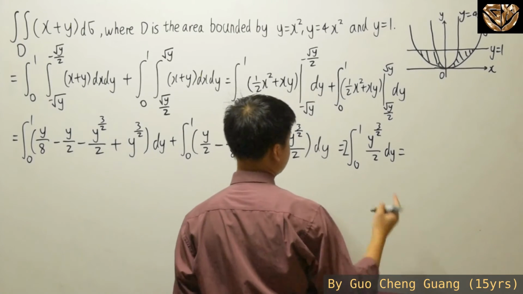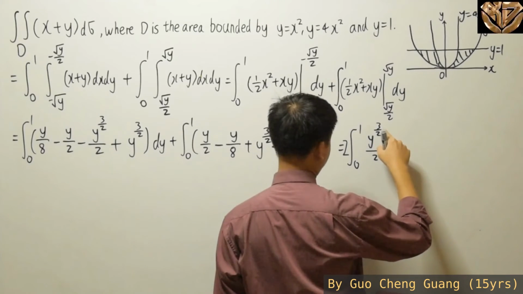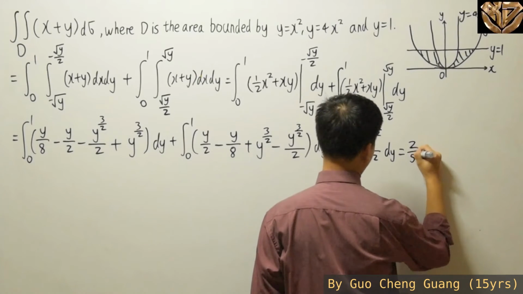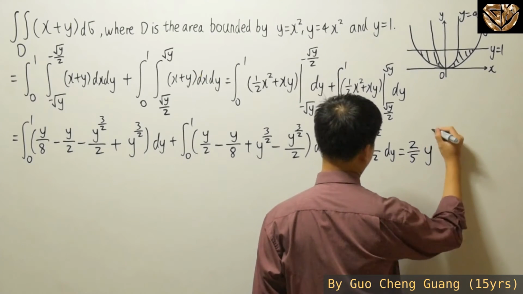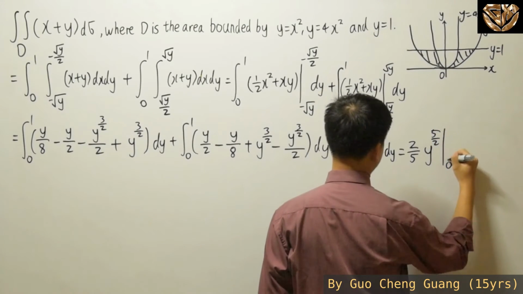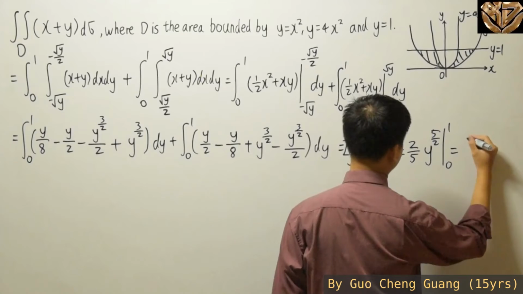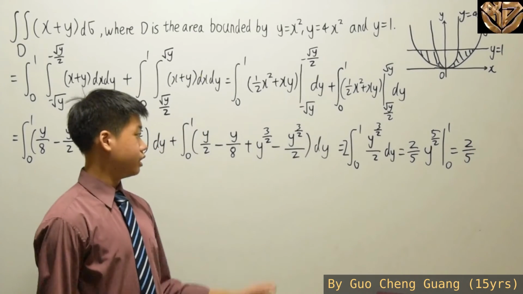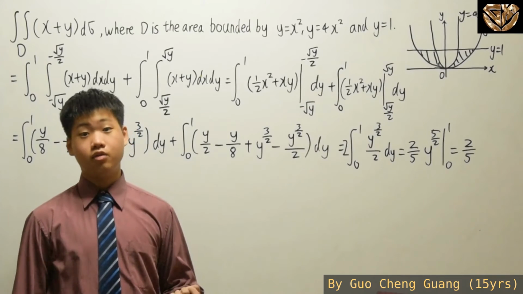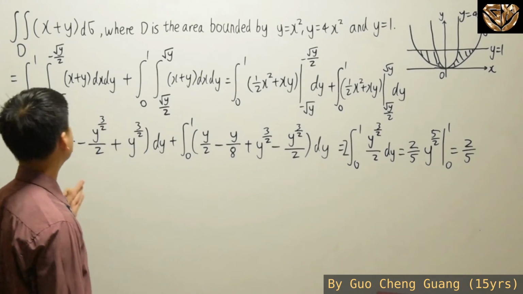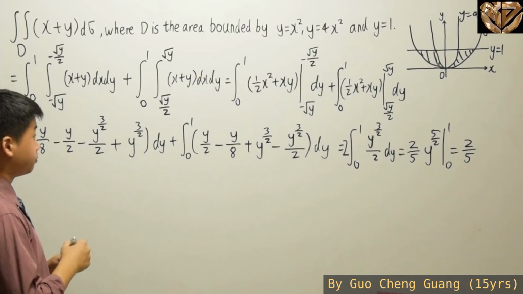So this means y to the power of 3 over 2, when you integrate it, you'll have 2 over 5 times y to the power of 5 over 2, and you integrate from 0 to 1. So you will see 2 over 5 as your answer, alright? Okay, so that will be the answer we have here.